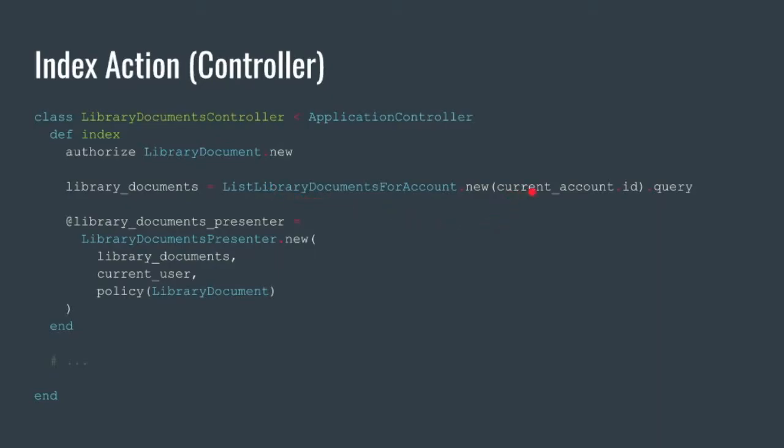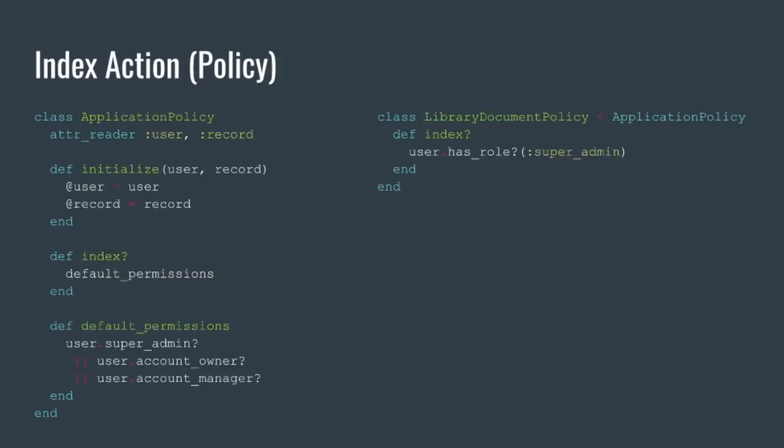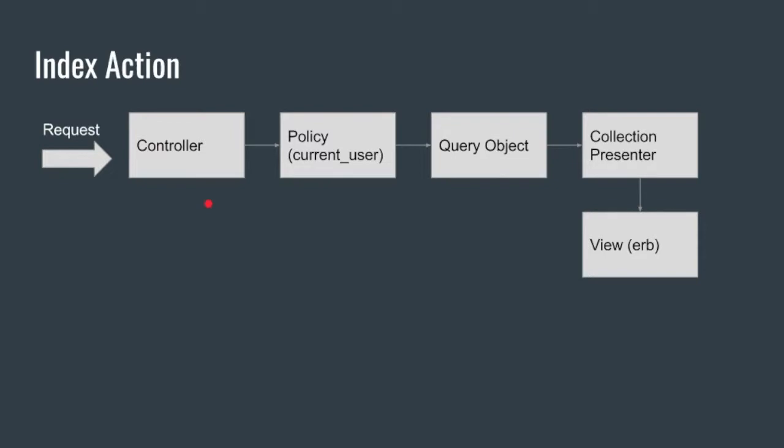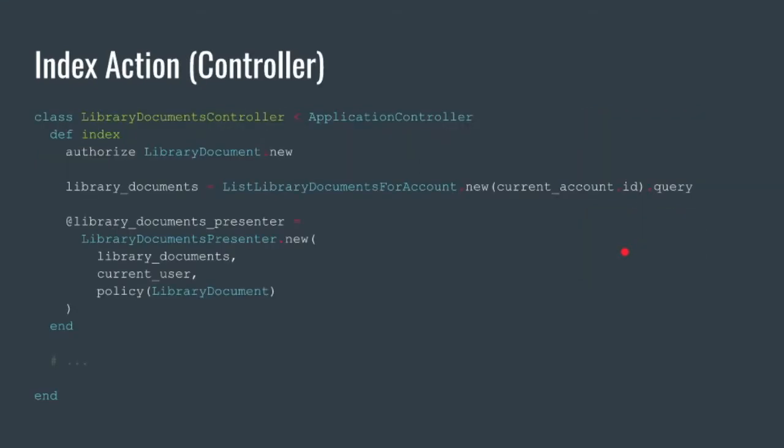I'm passing a current account, which is similar to a current user. That returns a collection of library documents, and then I pass that collection to the library documents presenter along with the current user and the policy, because, I'll show you in a little bit why that's necessary. The presenter and form objects sometimes need to know the context of the current request. So, okay, let's go back here.